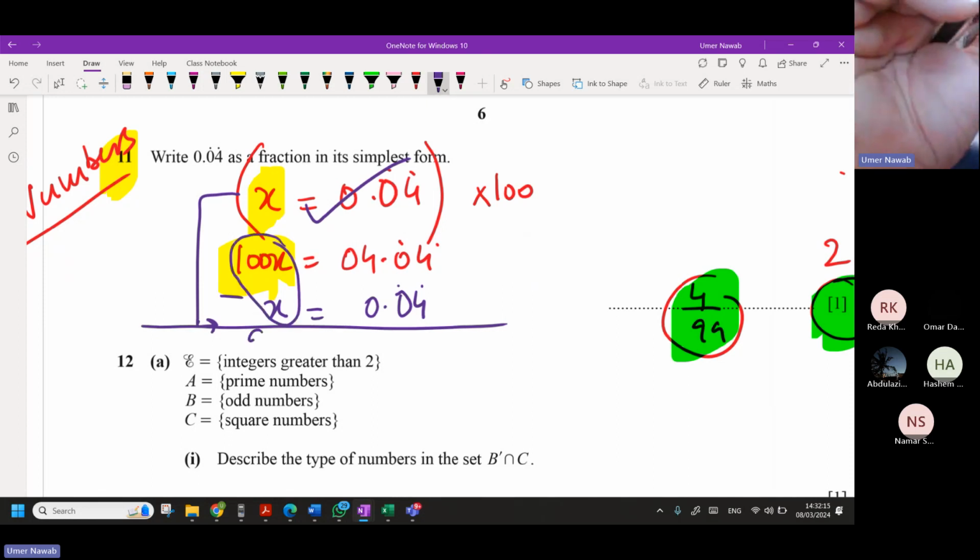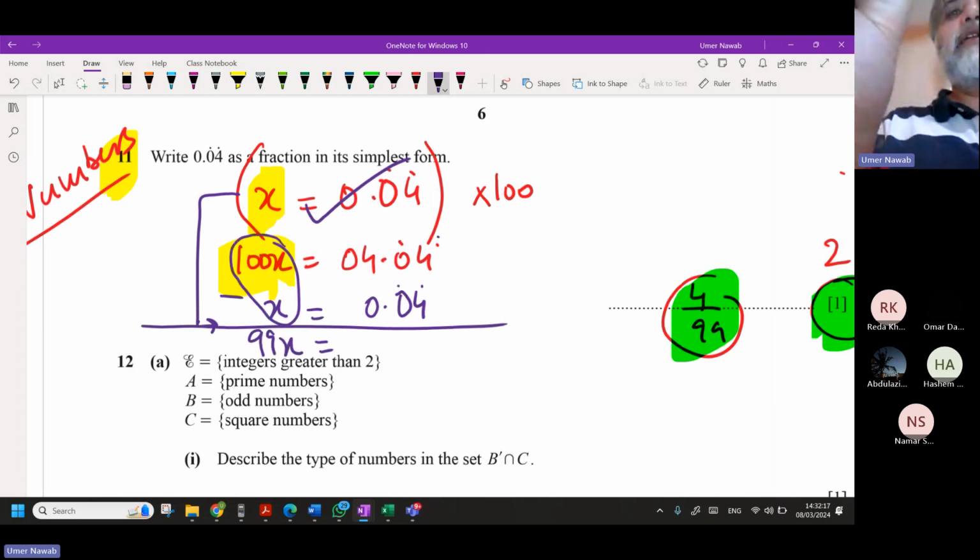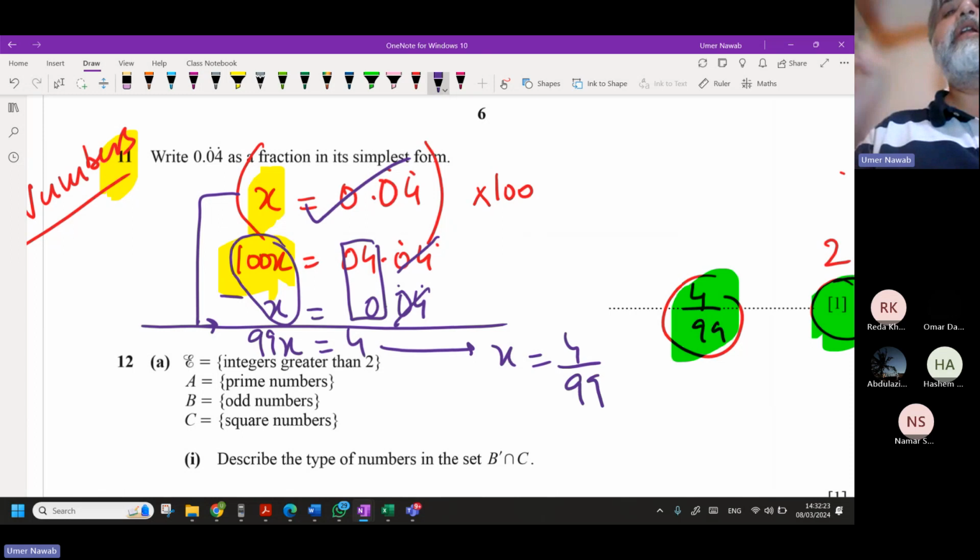100X minus X is what? 99X. And 0.4 will be subtracted. What is that, guys? This is 4. So my answer is X is equal to 4/99. I hope it is clear to everyone.